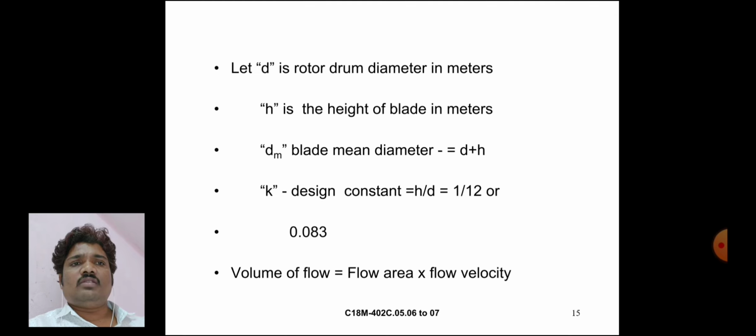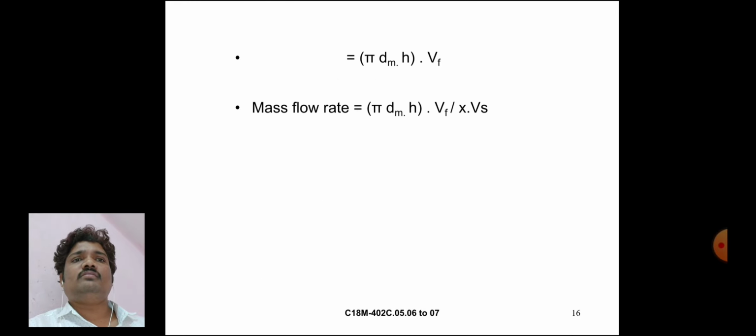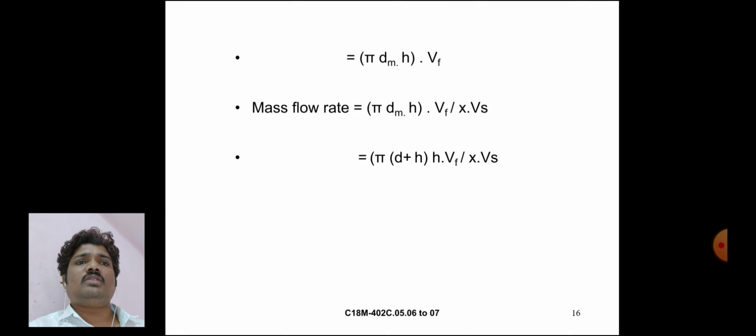Volume of flow equals flow area into flow velocity, which is pi Dm H Vf. Mass flow rate equals pi Dm H Vf by x Vs, that is, pi into (D plus H) into H Vf by x Vs.